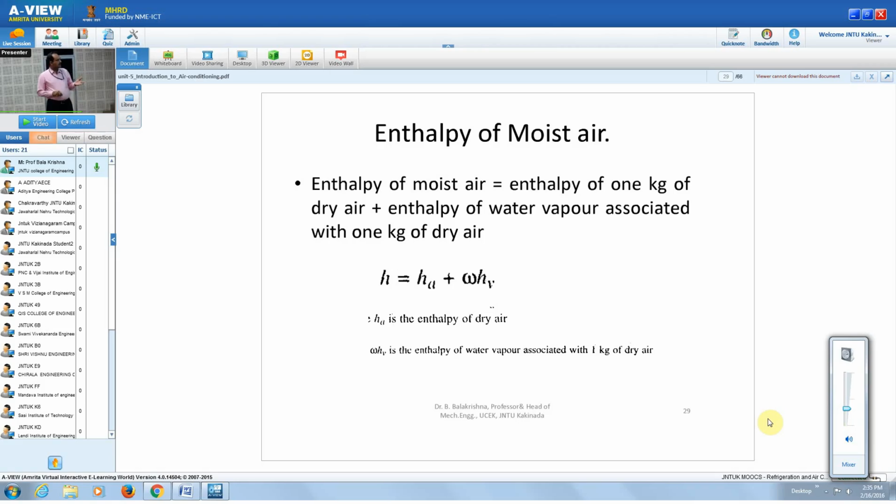Then this omega, and HV is the enthalpy of the water vapor associated with 1 kg of dry air, and with this formula you can calculate the enthalpy of moist air. Next slide.